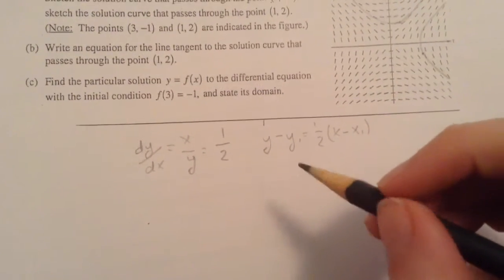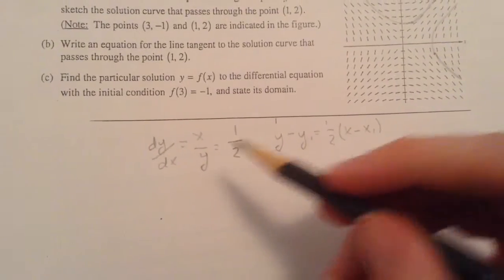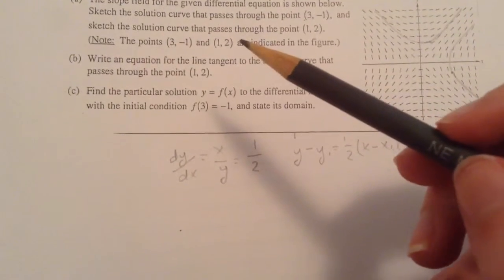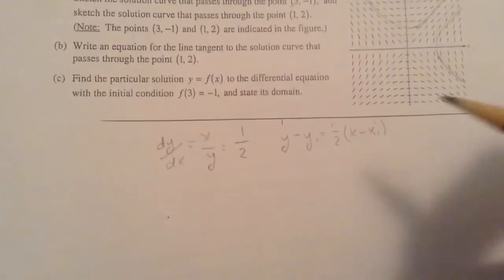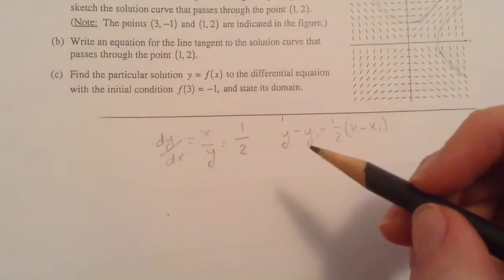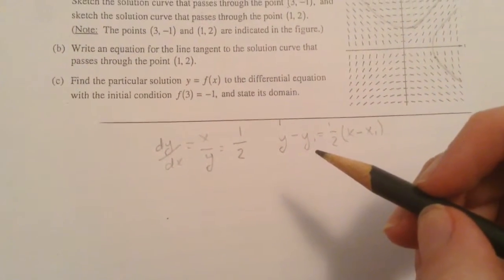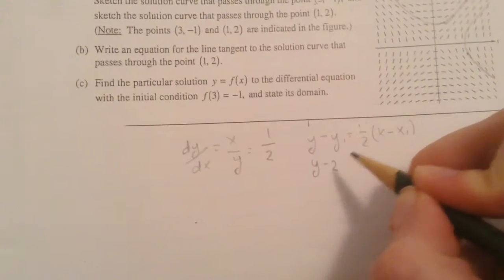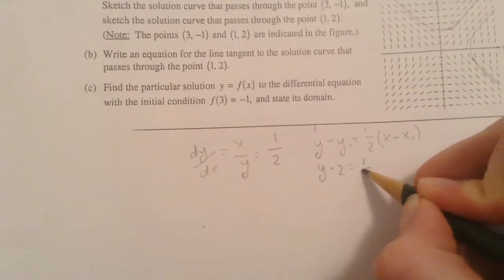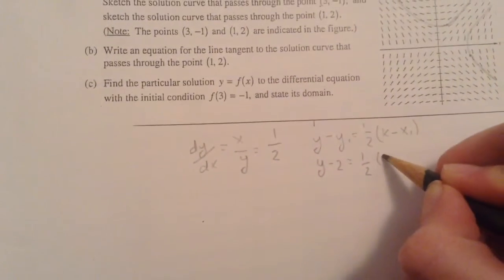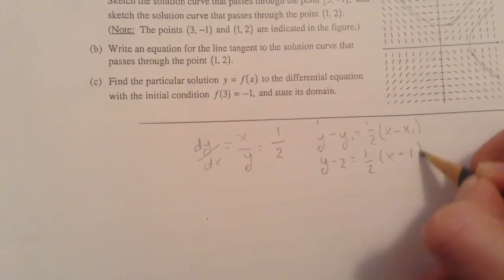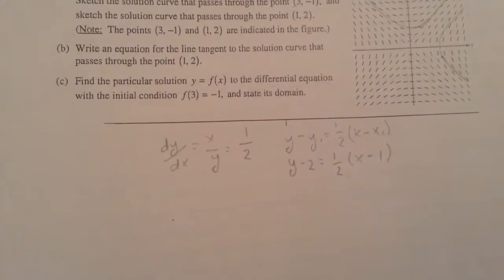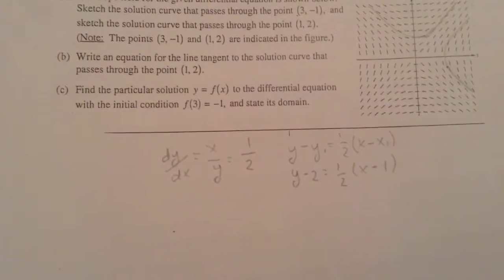And then we just plug in the point (1, 2) into the equation. So we know that y is 2, so we do y minus 2 equals 1/2 (x minus 1). And that's the equation for the line tangent to the solution curve.